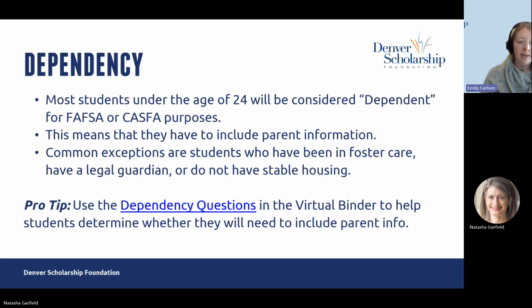We also went over dependency. So just as a very quick reminder, most students who are under the age of 24 will be considered dependent on FAFSA or CASFA, which again is different from dependent on taxes. So if they're dependent on FAFSA or CASFA, that just means that they have to include parent information. Some common exceptions that we see are students who have been in foster care, who have a legal guardian, or do not have stable housing. A resource that we have for this is the dependency questions in the virtual binder. And that just goes through every possible scenario for whether a student would be independent, so you can determine whether they need to provide parent info.